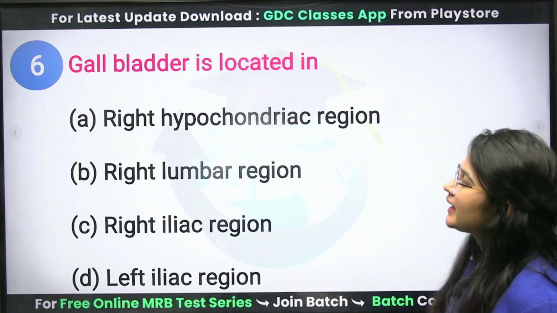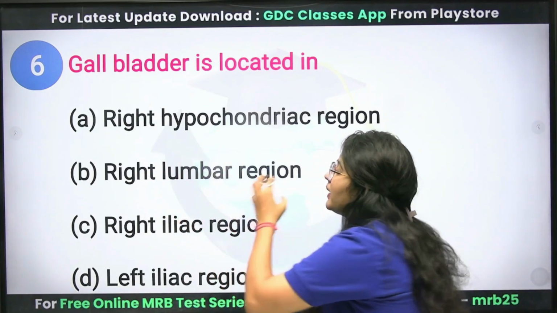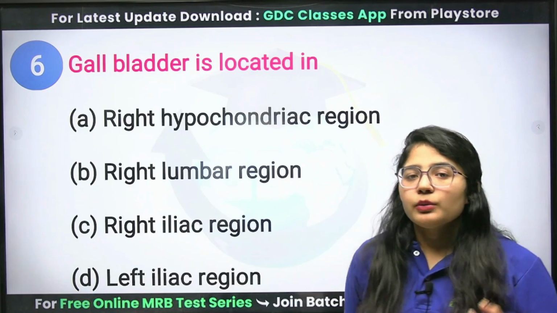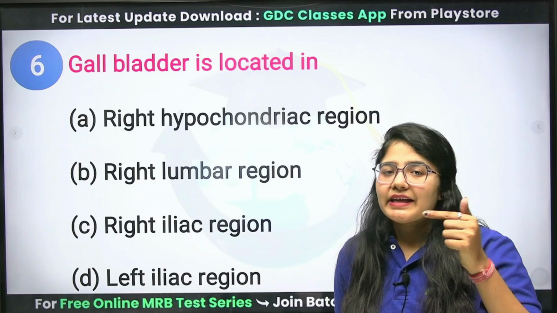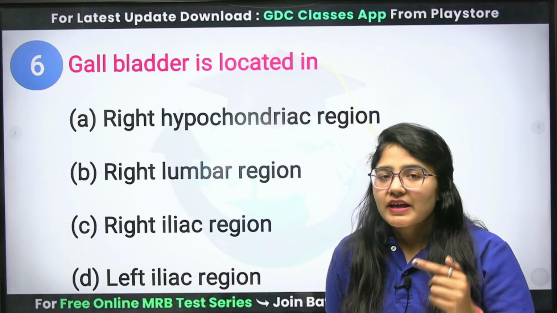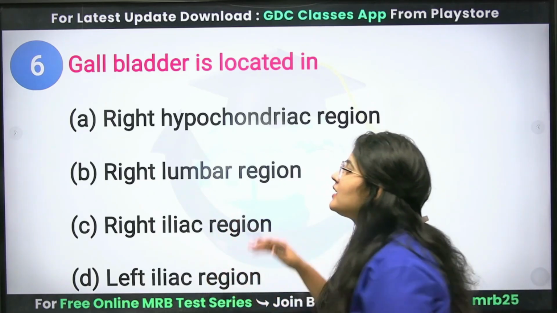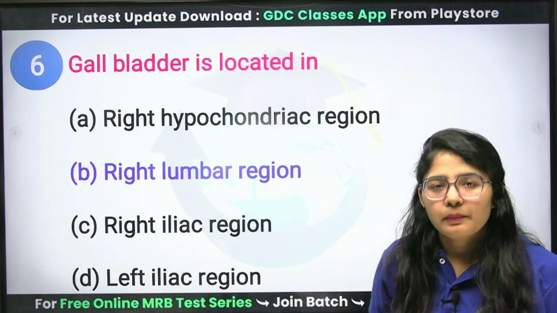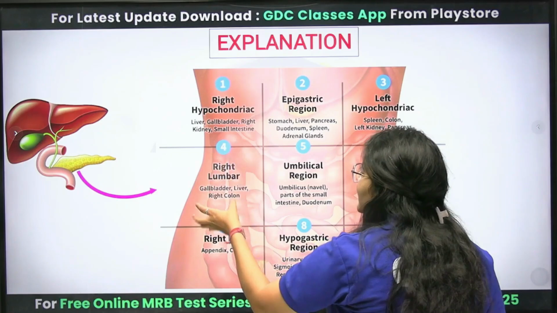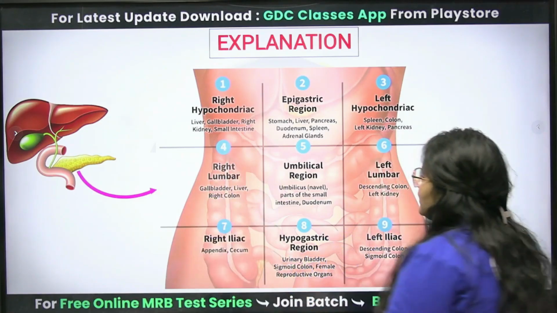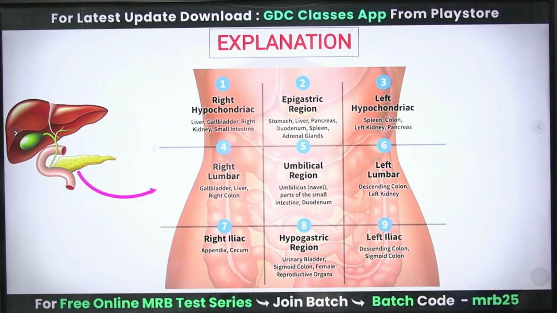Next question. Gallbladder is located in... Gallbladder is always situated in the right lumbar region. What is lumbar? Lumbar is a part of your lower spinal cord: C, T, L, S, C, that is cervical, thoracic and lumbar. Lumbar is in third number and it is present just behind your gallbladder. So the right lumbar region comprises your gallbladder, liver and right colon. Clear? The left lumbar comprises your descending colon and left kidney.